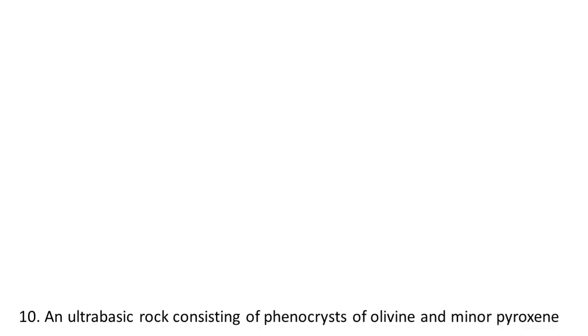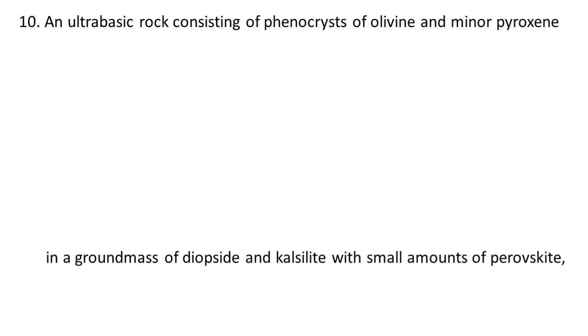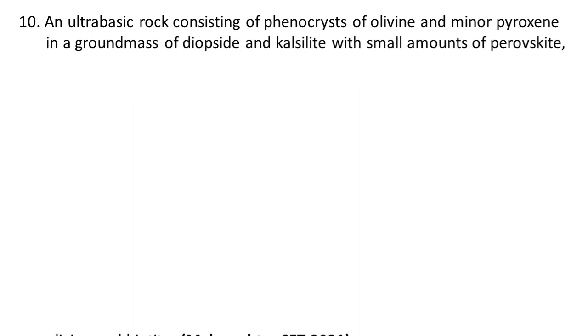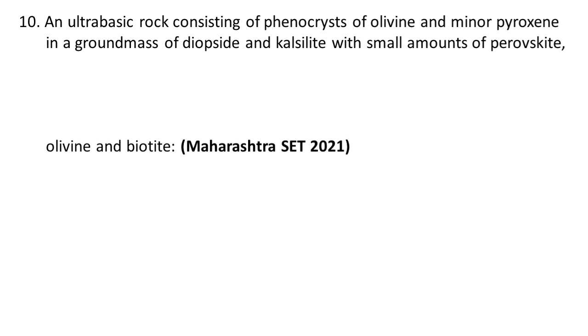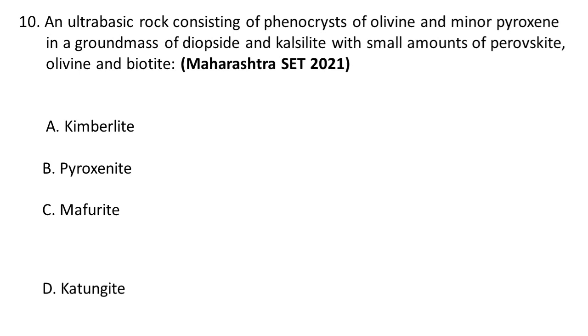Next question. An ultrabasic rock consisting of phenocrysts of olivine and minor pyroxene in a groundmass of diopside and calcilite with smaller amounts of perovskite, olivine and biotite is: A. Kimberlite, B. Pyroxenite, C. Mafurite, D. Katungite.